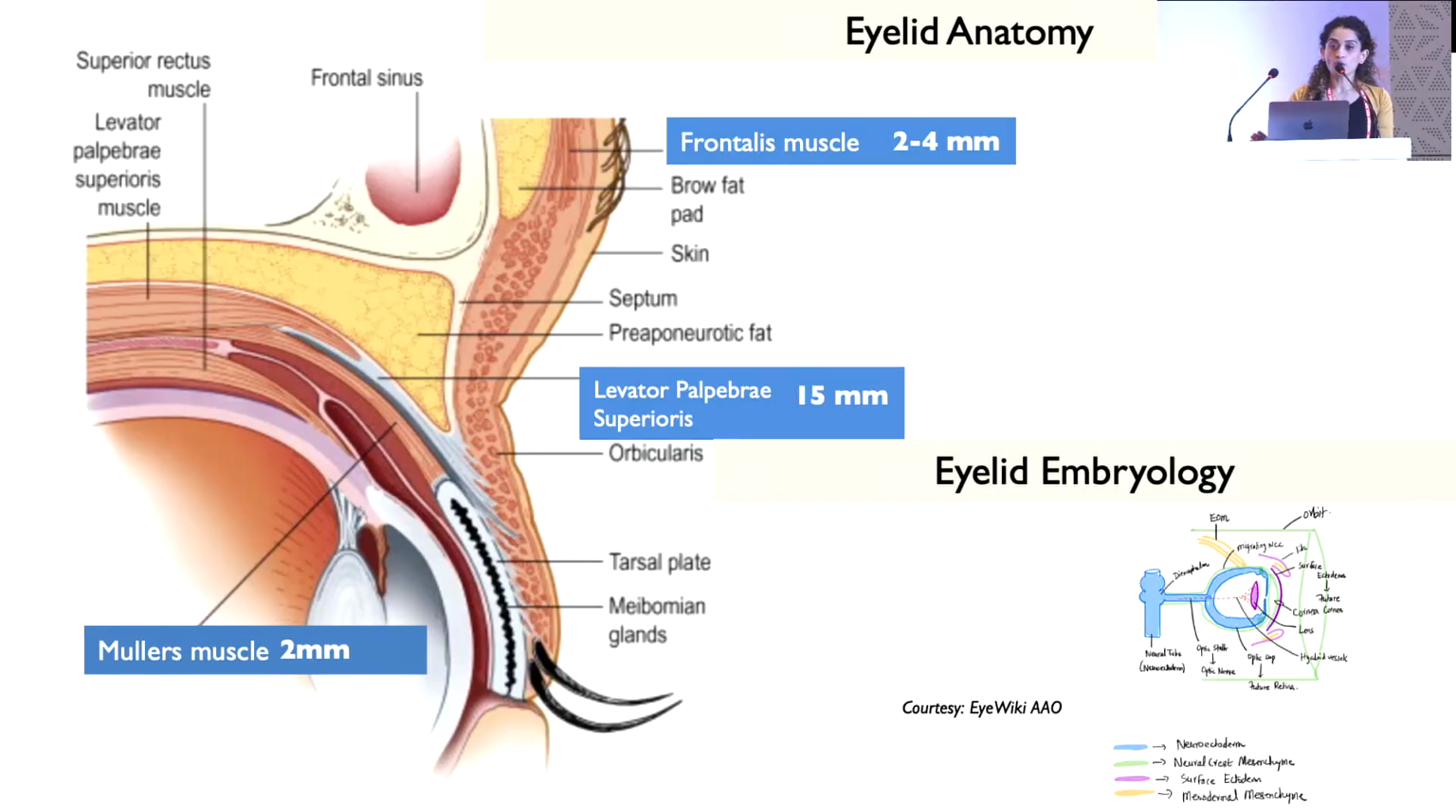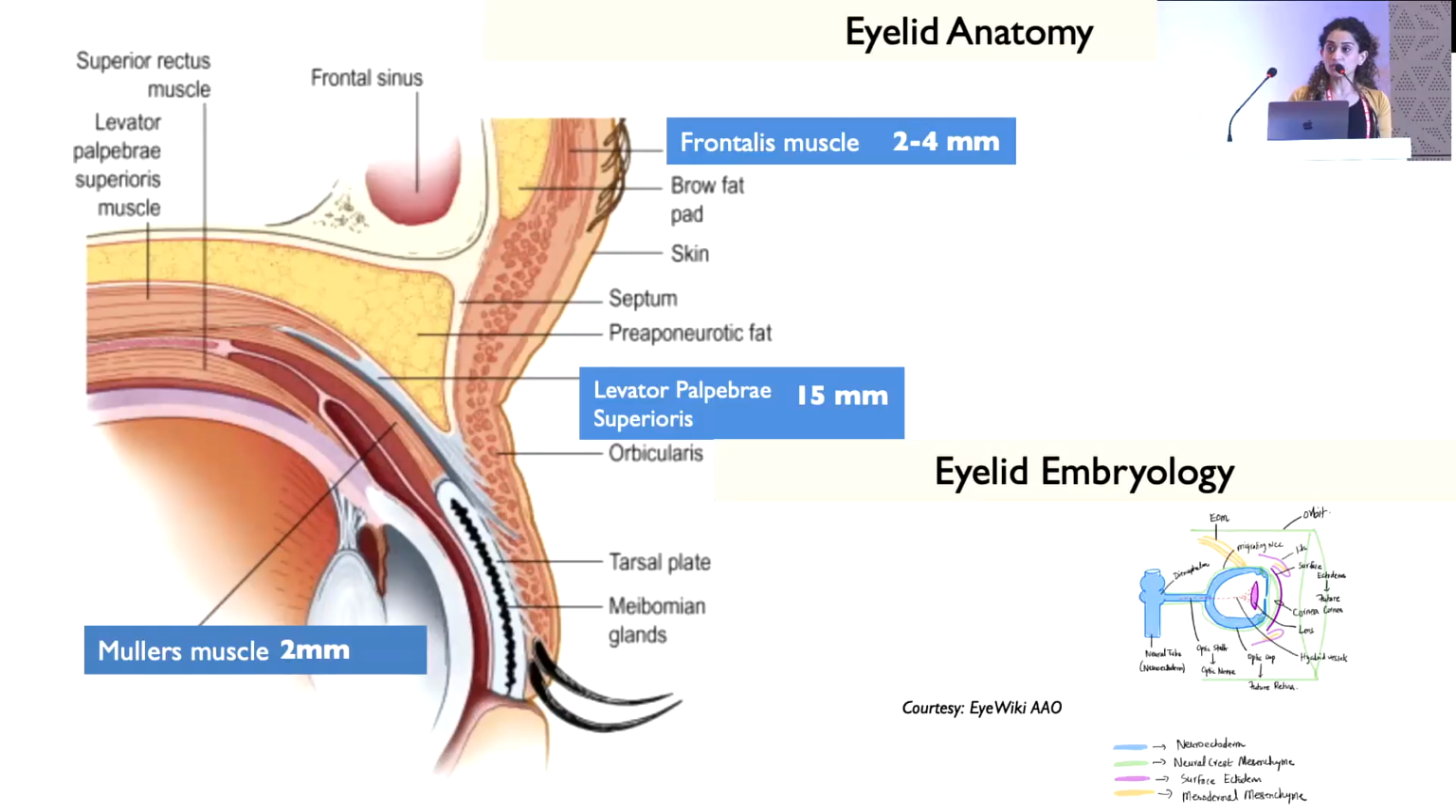Before we go on to the topic as such, knowing the eyelid anatomy is very important. Your eyelid anatomy is your essay for your postgraduates. Now, why is it important? Because there are 3 muscles involved in the lifting of the eyelid. Most importantly, it is the levator palpebrae superioris, which accounts for 15 millimeters of eyelid lift. Then you have the Muller's muscle, which lifts around 2 millimeters. And then, of course, the frontalis muscle is also involved in the lifting of the eyelid, which at various points helps in your diagnosis and helps in your management.